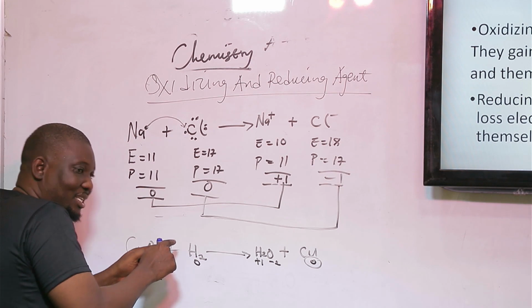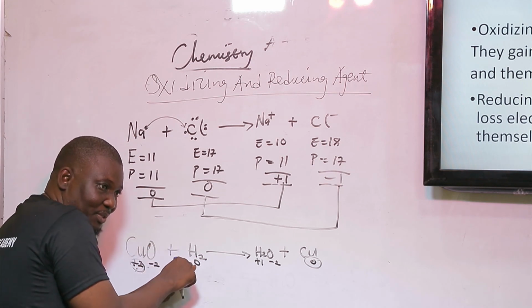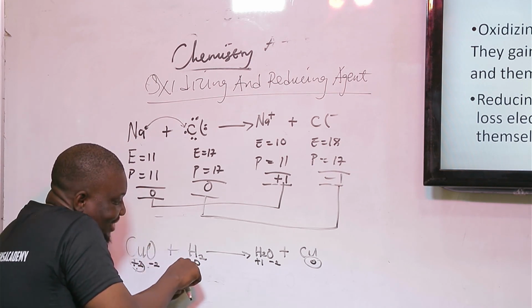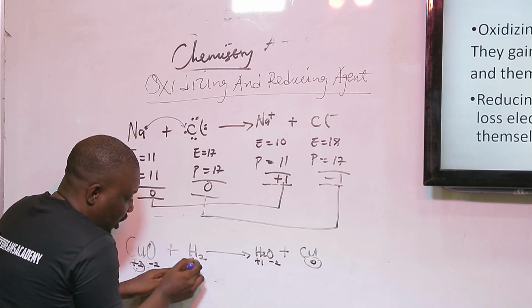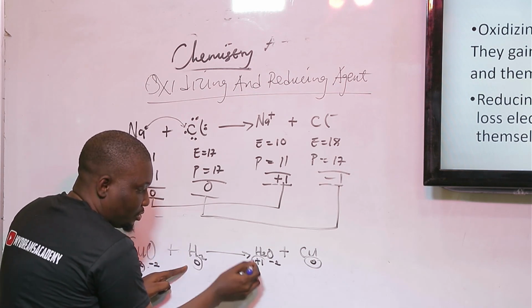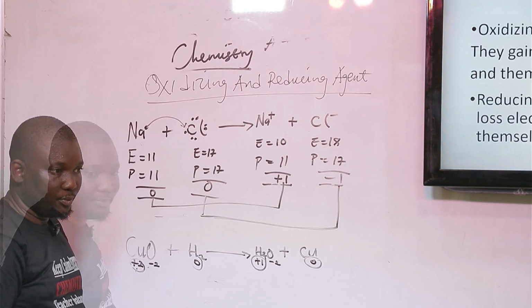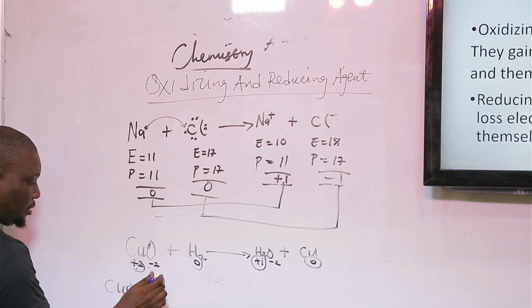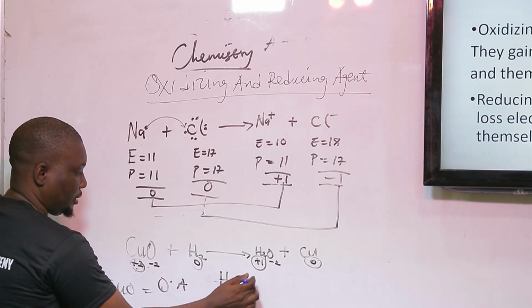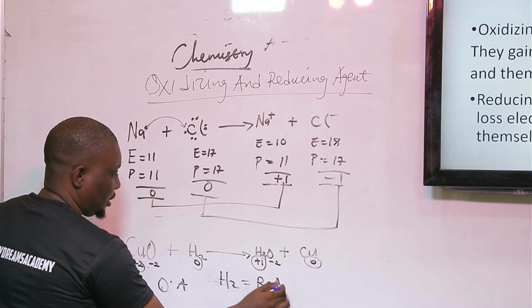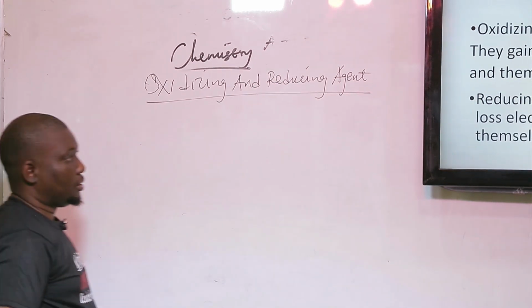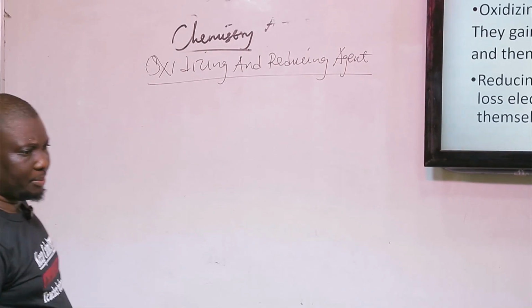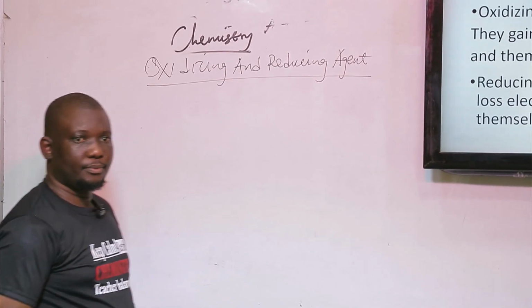Now, the reducing agent is hydrogen. Why? It is the oxidized species. It has changed from 0 to what? +1. Yes. So in this reaction, copper(II) oxide is the oxidizing what? Agent, while hydrogen is the reducing what? Agent. Okay. Maybe I'll give one more example for you to think about.